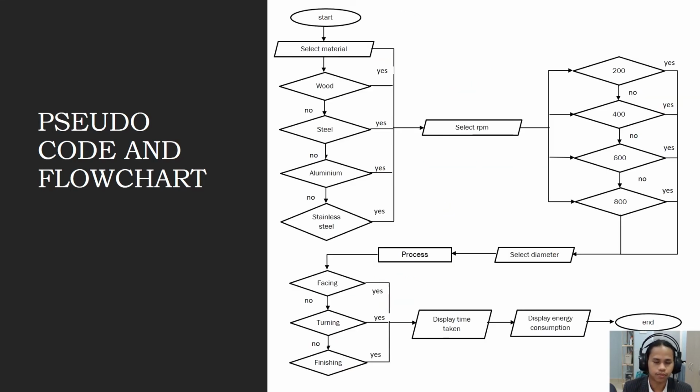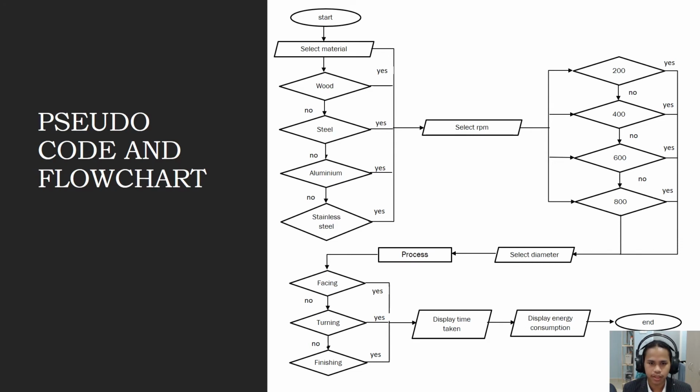So in the flowchart, we start with select material, which are wood, steel, aluminum, and stainless steel. If wood is read as true, it will go for select RPM, but if it is not, it will go for steel. If steel is read as true, it will continue to select RPM, but if it is also false, it will skip again and go for aluminum, and if also false, lastly it will go for stainless steel.